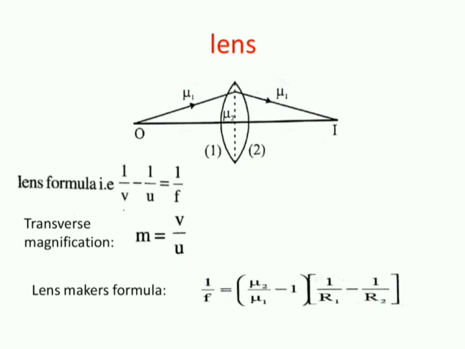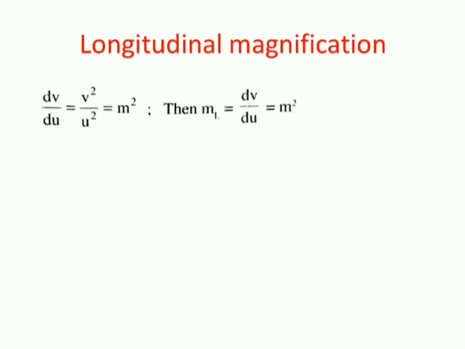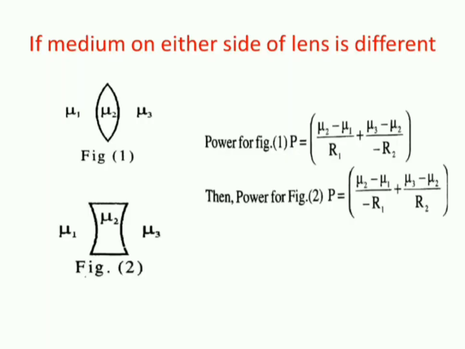Lens formula, 1 by v minus 1 by u is equal to 1 by f. For transverse magnification, that is height of image by height of object placed perpendicular to principal axis, is v by u. And lens maker's formula is 1 by f is equal to mu2 by mu1 minus 1 into 1 by r1 minus 1 by r2. For longitudinal magnification, again dv by du, just like a spherical surface, is v square divided by u square, okay, which is square of magnification.